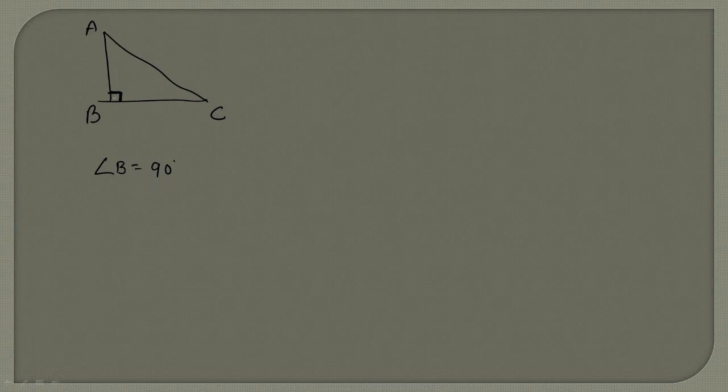Now think, the side opposite to 90 degrees is called the hypotenuse. So which side is the hypotenuse? That is side AC. Now, two more terms we have to learn, that is the opposite side and the adjacent side.